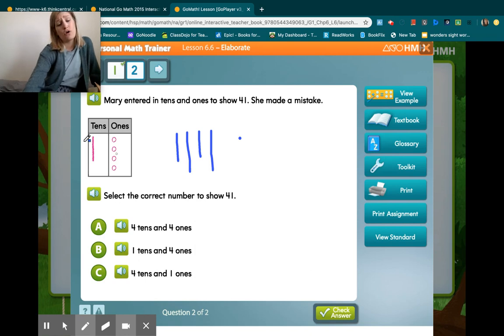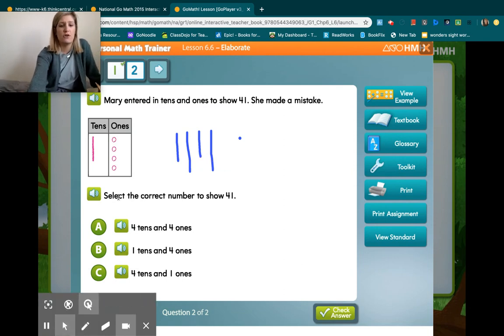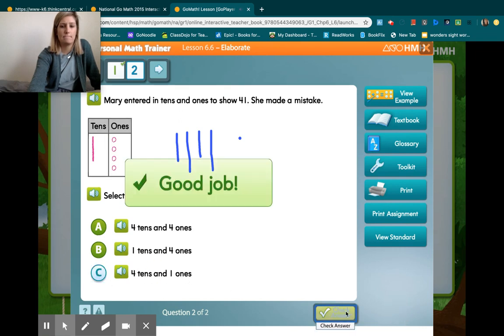So our quick picture looks a lot different than her quick picture, right? So we're looking for the answer of 4 tens and 1 one. This says 4 tens and 4 ones. Nope. 1 ten and 4 ones. No, that was Mary's picture. 4 tens and 1 one. That sounds right. Good job!